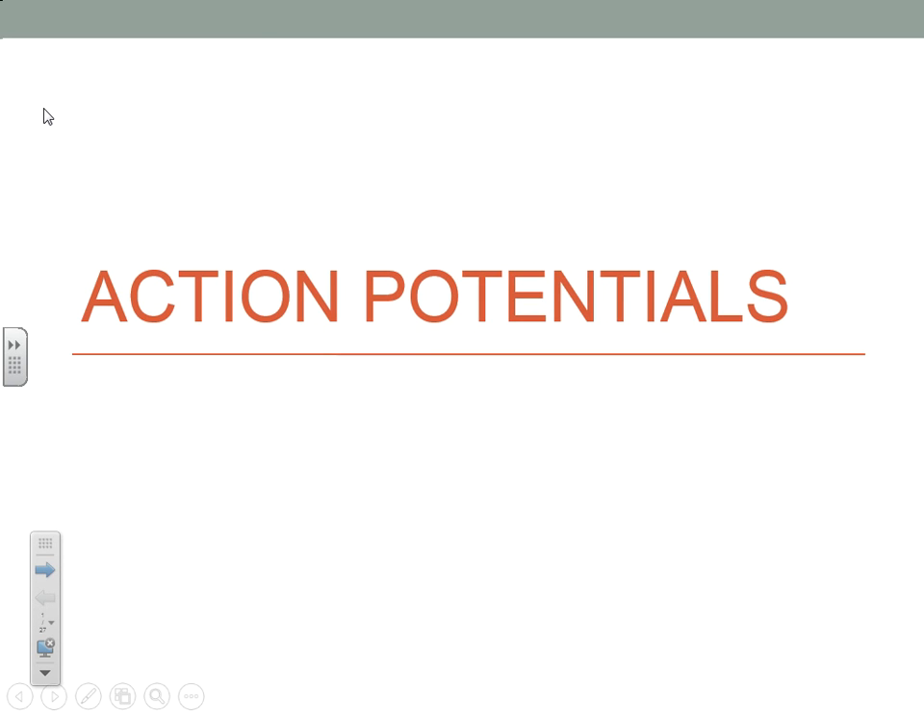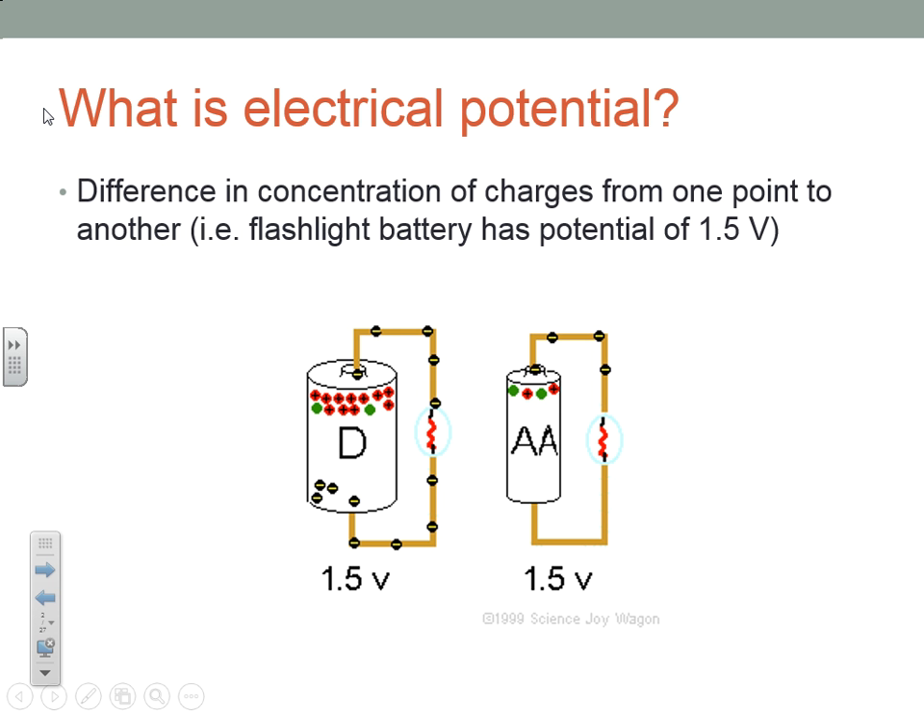This presentation is an explanation of action potentials, which explains how nerve impulses are passed through our body. So first of all, electrical potential is caused by a difference in charges from one point to another. So here's an example where they're using batteries, but we'll be looking at the difference in charge concentration inside a nerve cell versus the outside of a nerve cell.